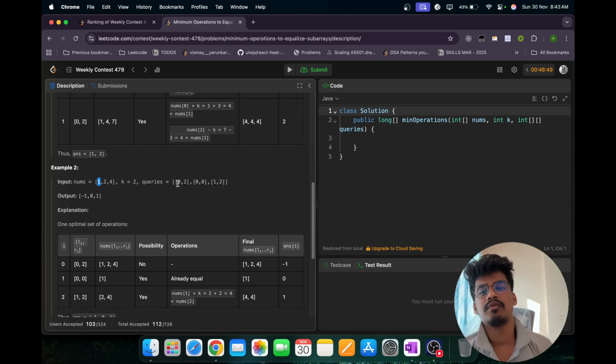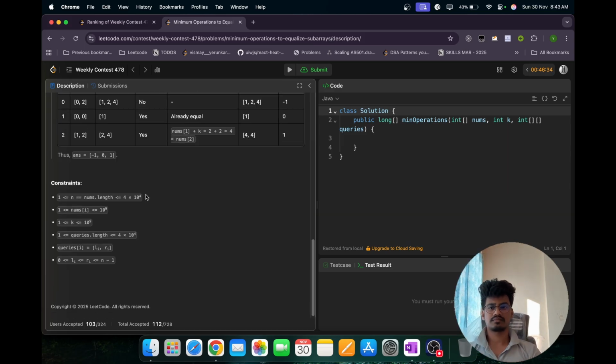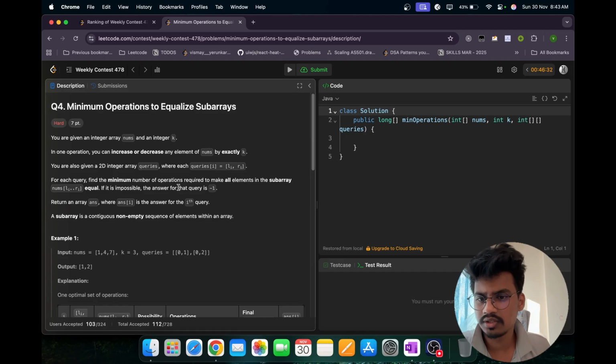Okay, we have to make all this equal, right? So one element is always equal, so we have 0, then 1 and 2. Again the difference between them is exactly k. Okay, so the answer would be n-1, which is 2 minus 1, which is 1. Okay, so we have partially solved the question.